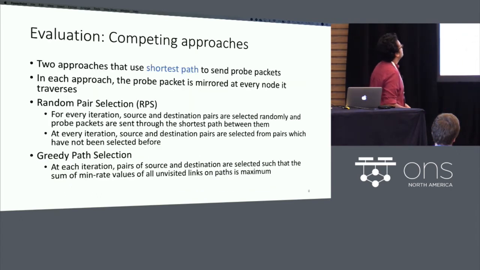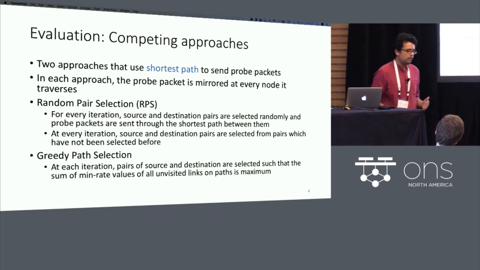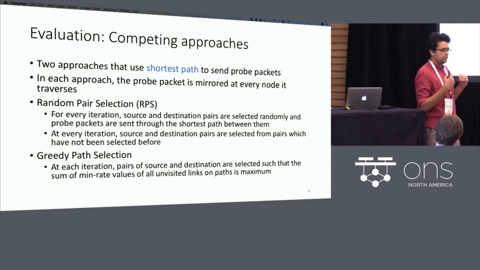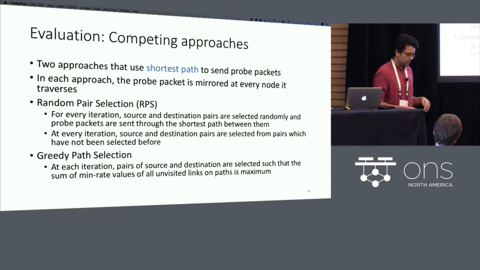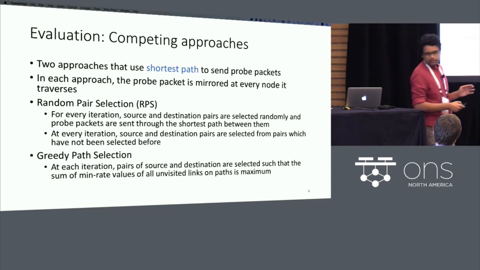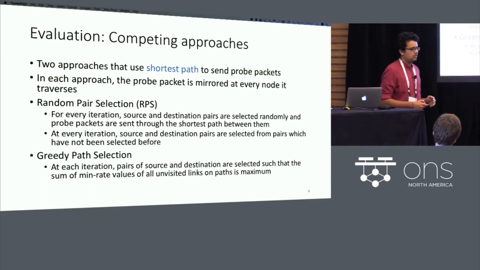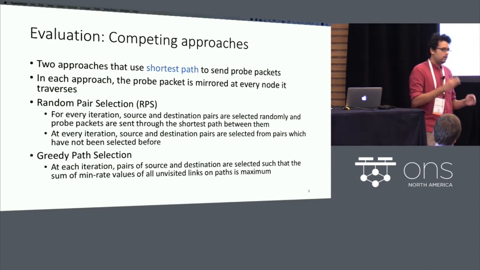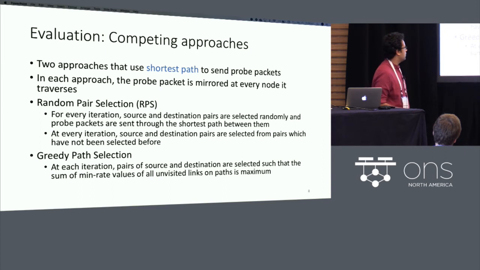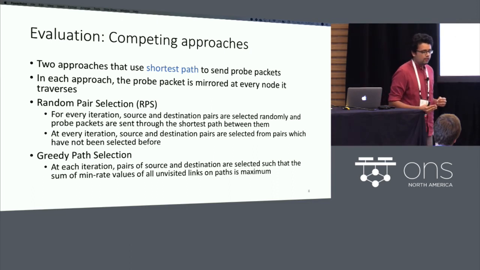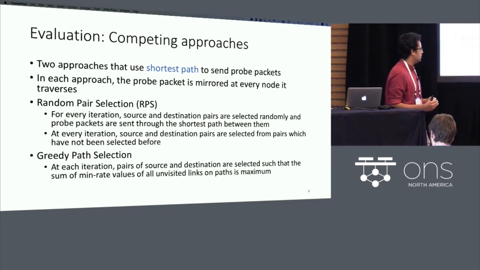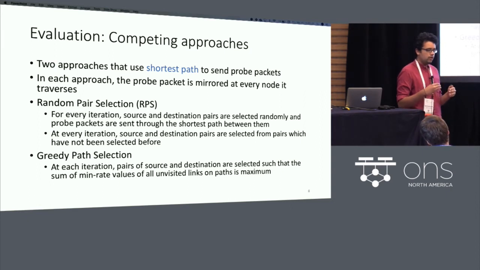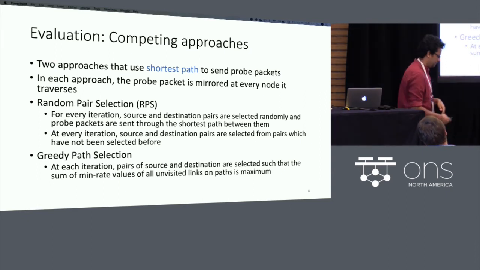So we evaluate SDProber using two competing approaches, which use the shortest path to send the probe packets. In each technique, the probe packet is mirrored at every node, and the delay is calculated the same way as SDProber. The first technique is called random pair selection, where pairs of source and destinations are randomly chosen, and a probe packet is sent through the shortest path between the source and the destination. The second technique is greedy path selection, where pairs of source and destinations are chosen in such a way that the sum of the min rates of the unvisited links is maximum. So greedy path selection is very similar to random path selection, but the only difference is that greedy gives preference to source-destination pairs which have more unvisited links.